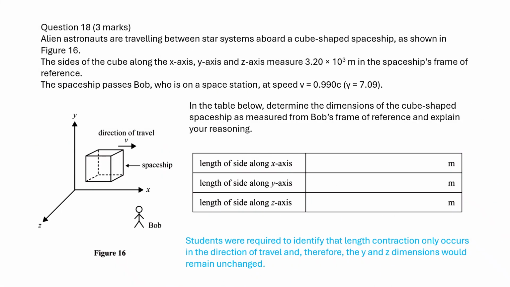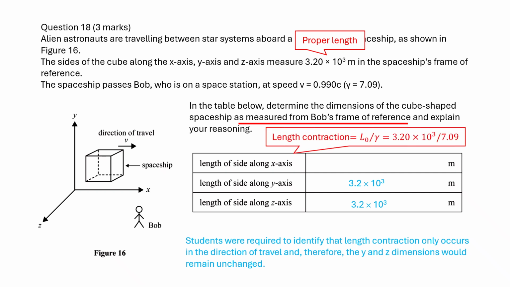From Bob's perspective, as a cube-shaped spaceship passes along the x-axis, the dimensions perpendicular to the motion, the y and z axes, retain their original size relative to the spaceship's frame. However, the length of the x-axis, which is parallel to the direction of motion, will experience length contraction, quantifiable by the Lorentz factor.